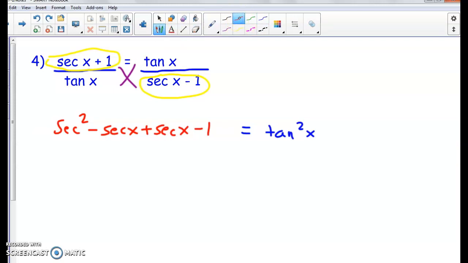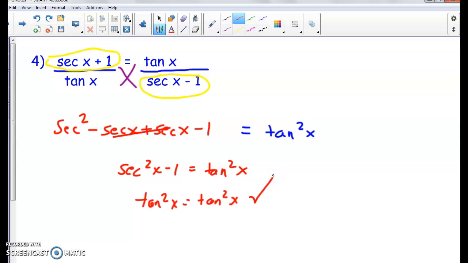And so now I see that the secants are going to cancel for me. I have secant squared x minus 1 equals tangent squared, and that is, for the third time today, the same type of identity. So this definitely is equal to the tangent squared. And check. I just verified that it does work.